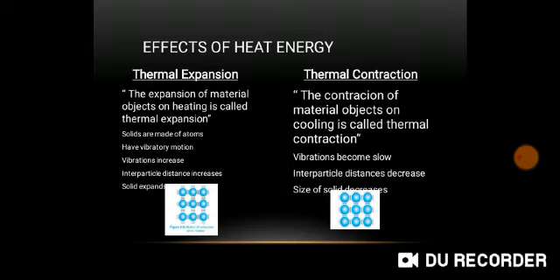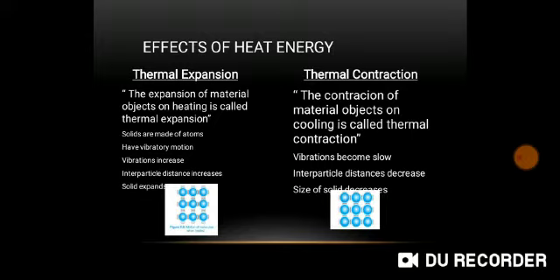What happens to an object when you heat it? Solids, let's talk about solids first. Solids are made up of atoms and molecules. These atoms and molecules are very tightly packed. If you look at the solid structure, you will come to know that there are very small spaces between particles of solid. Between the atoms and molecules of solids, there are very small spaces. So they are very tightly packed.